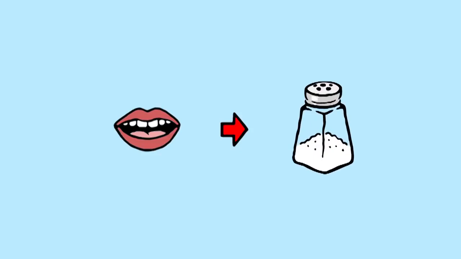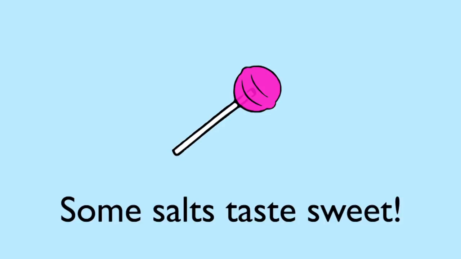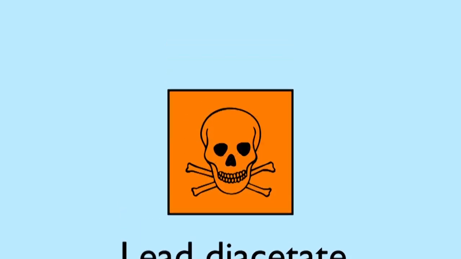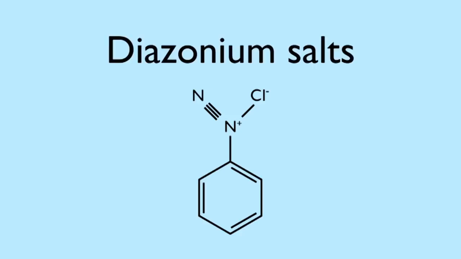Another common mistake is to think that all salts taste, well, salty. Again, this is wrong. Some taste bitter, and some even taste sweet, like lead diacetate. Unfortunately, it's also poisonous. Here's another more complicated salt with nitrogen in the cation. It's part of a family called the diazonium salts, which are all brightly coloured.